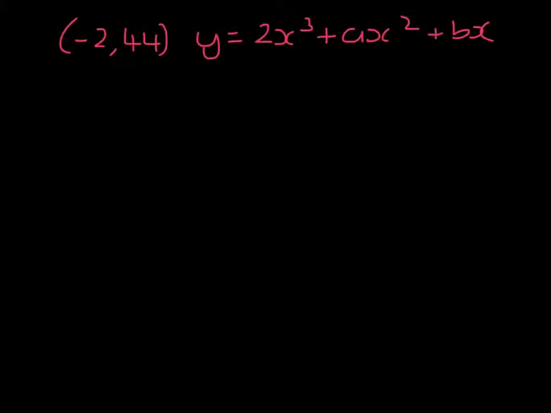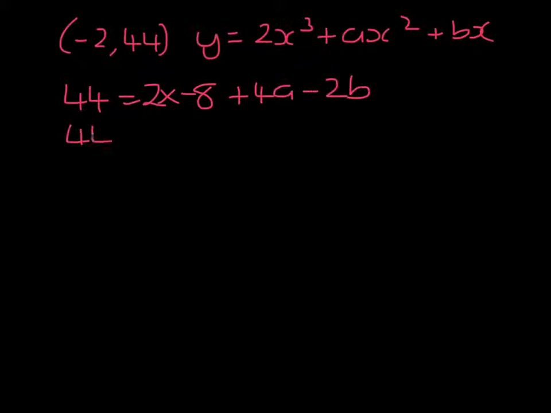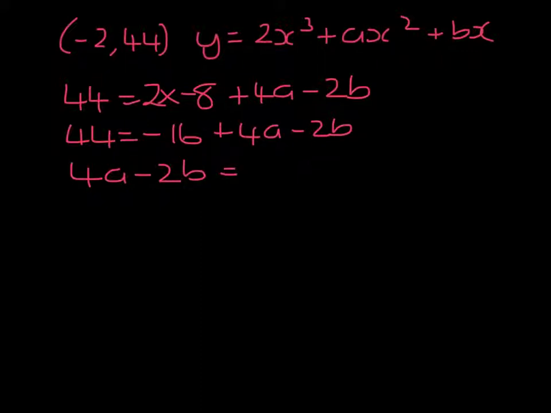My second comes from using the equation of the curve. y equals 44 when x equals minus 2. So that gives me 2 times minus 8 plus 4a minus 2b. So 44 equals minus 16 plus 4a minus 2b. So 4a minus 2b has to equal 60.